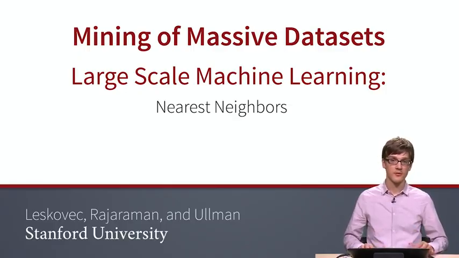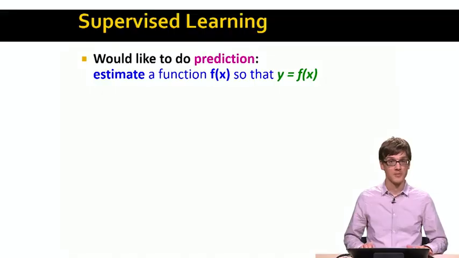Based on this idea of nearest neighbor classifiers, we will then develop this into more complicated and more advanced machine learning models. The idea of machine learning, also known as supervised learning, is that we would like to learn a function that makes predictions for us. So in an abstract way, we would like to estimate, based on the data, a function f of x, so that given x, we can predict y.